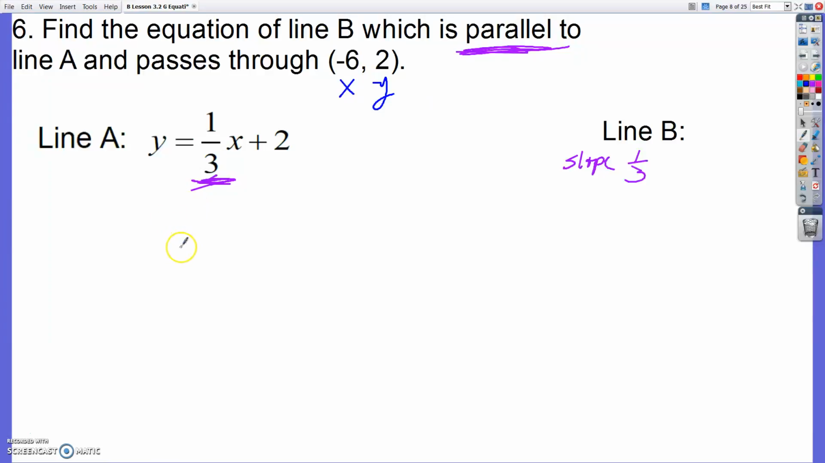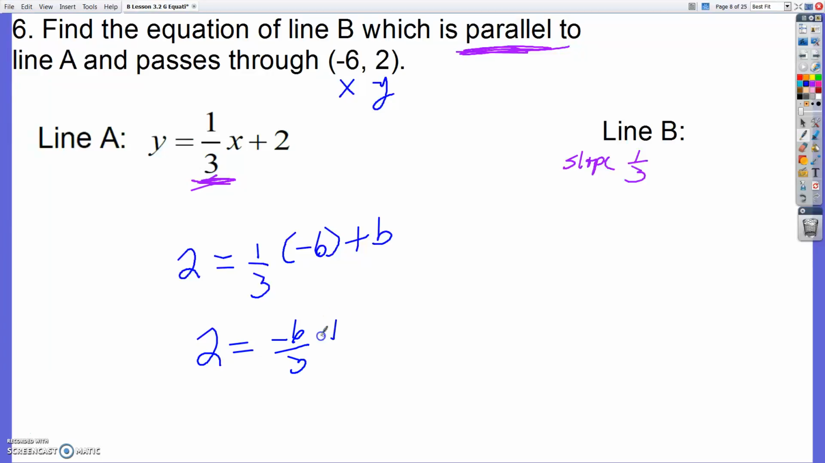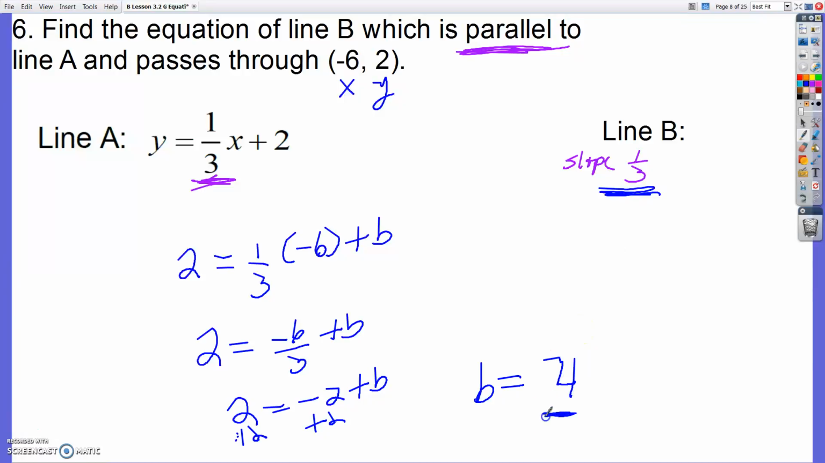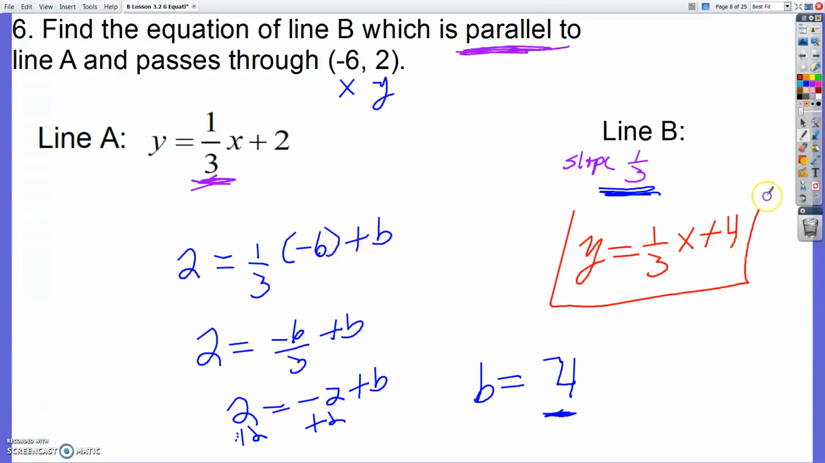The equation is going to look like 2 is equal to your slope, which is 1/3, times x, which is negative 6, plus your b value. When I simplify that, I'm going to have 2 equals negative 6 over 3 plus b, which is 2 equals negative 2 plus b. I'm going to add 2 to both sides to get my b value is equal to 4. So now if I take my slope and my b value, the equation of this line is y equals 1/3 x plus 4. So there we go right there.